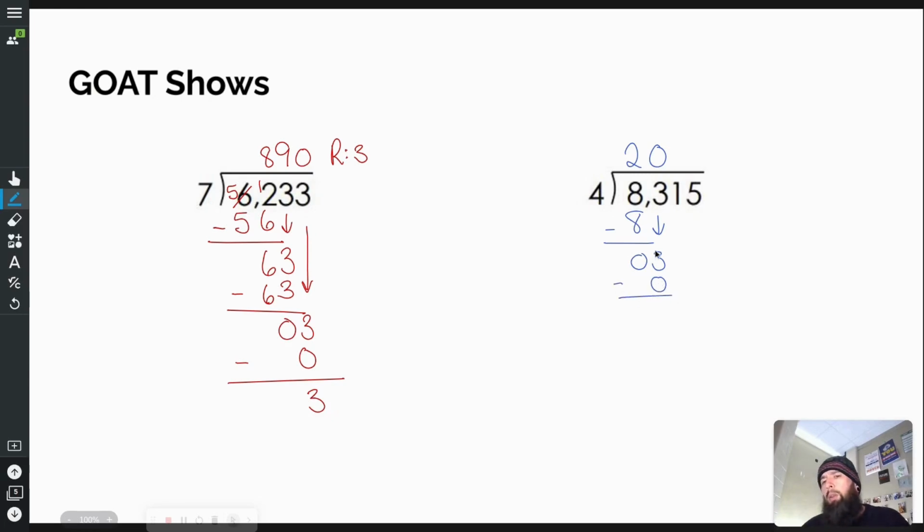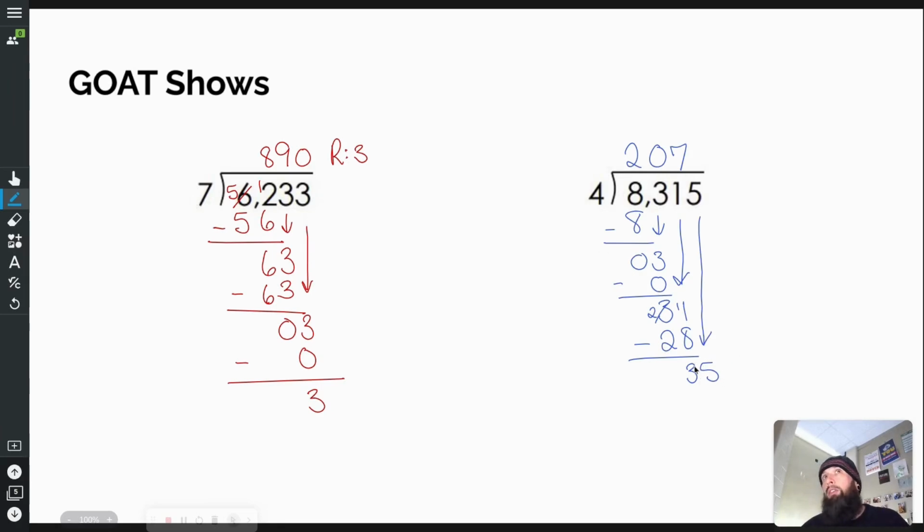So you subtract those, drop down the 3, drop down the 1. 4 times what is 31? Well, 4 times 7 is 28, so that'll do. So put the 7 there. 4 times 7 is 28. Subtract. Borrow from the 2. Okay, 11 minus 8 is 3. 2 minus 2 is nothing. Drop down your 5.